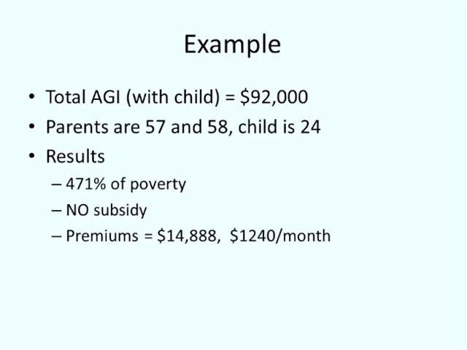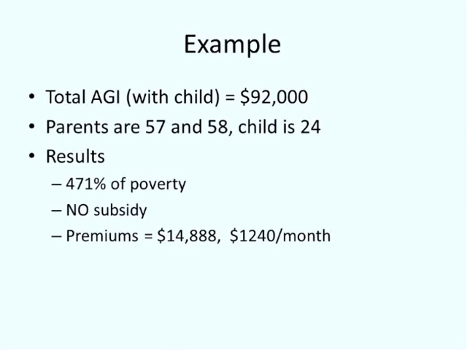So here's my example. Total AGI with the child is $92,000 a year. The parents are 57 and 58, and the child is 24. With that income level, they are at 471% of the poverty level. Up to 400%, you get a subsidy. Above 400% of the poverty level, you don't. So this family would not get any subsidy, and the premiums were $14,888 a year, or $1,240 a month.